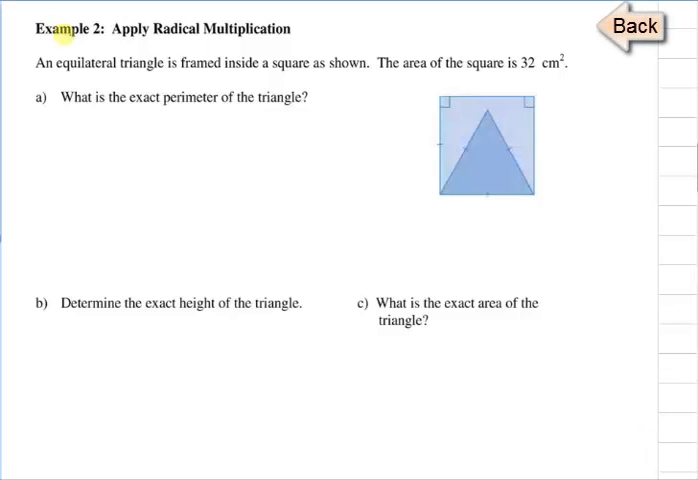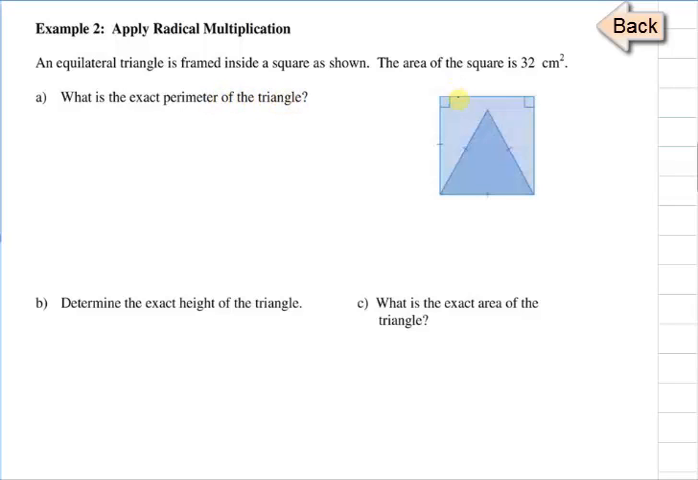In this next example, you are asked to apply radical multiplication. You are given an equilateral triangle and it is framed inside a square as shown. So here we have our square and our equilateral triangle inside the square. The area of the square is 32 centimeters squared. Your first question is, what is the exact perimeter of the triangle?